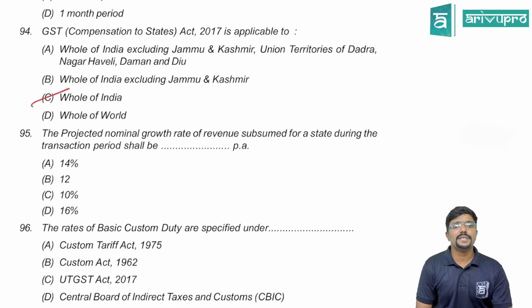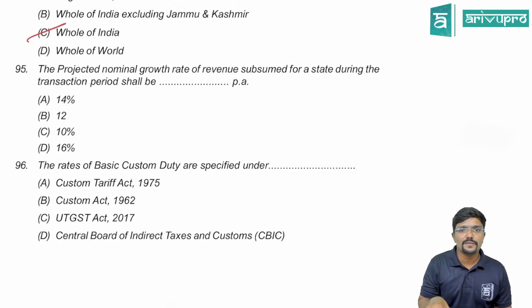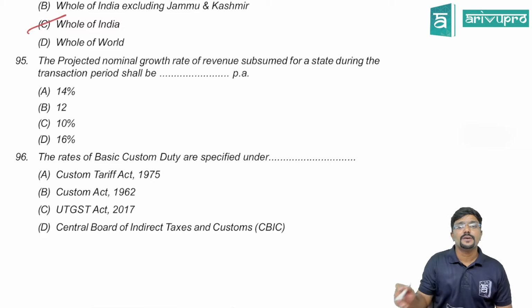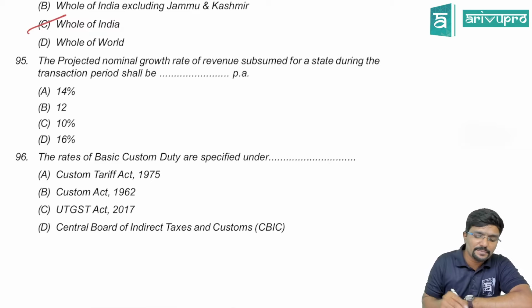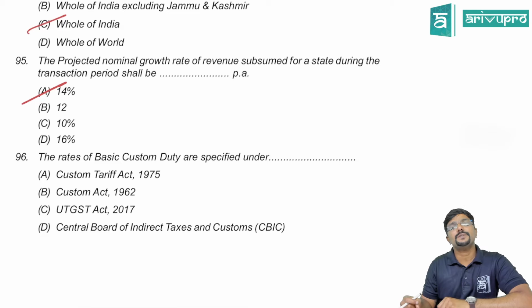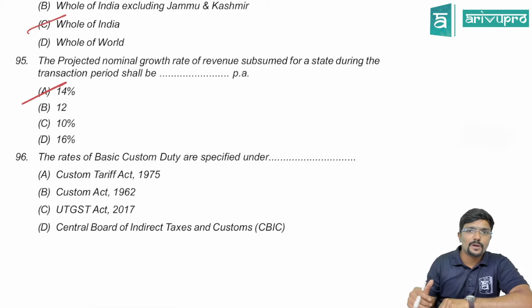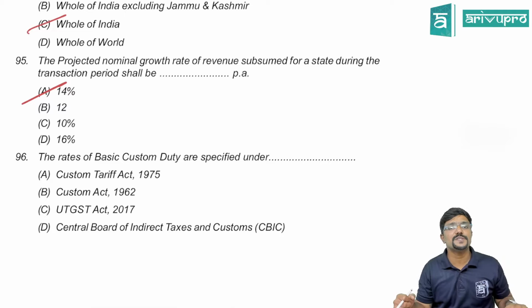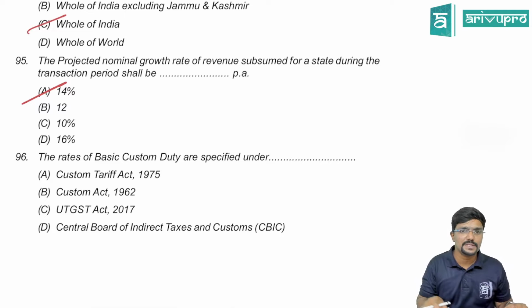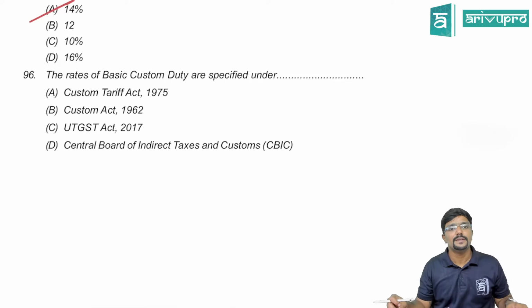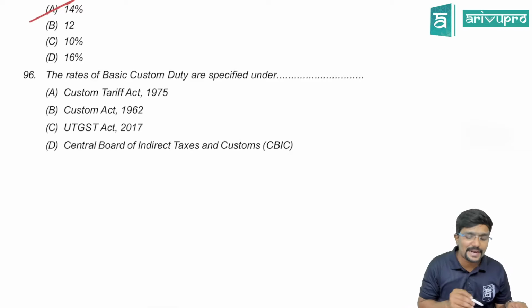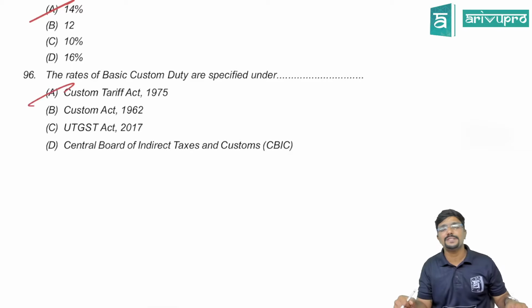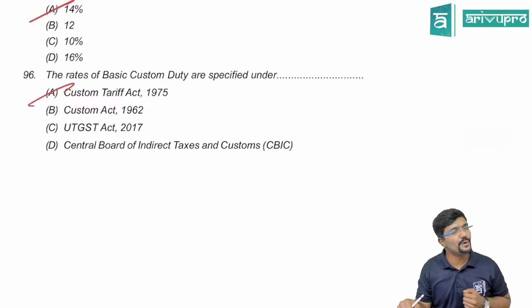Yeah, the projected nominal growth rate of revenue subsumed for a state during the transition period shall be 14% per annum. This is to calculate the loss of revenue of a particular state, to decide how much has to be compensated by the central government to the respective state. Okay. Then the rates of basic customs duties are specified under Customs Tariff Act 1975. There are two schedules there. One schedule will give the import duty rate and another schedule will give the export duty rates.